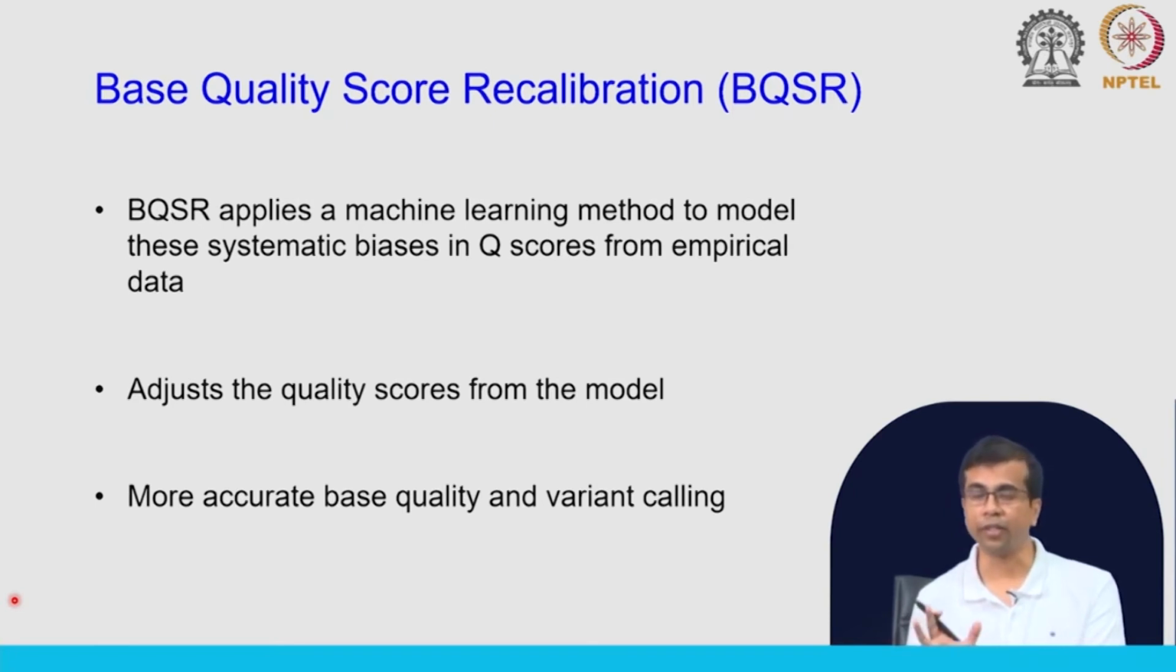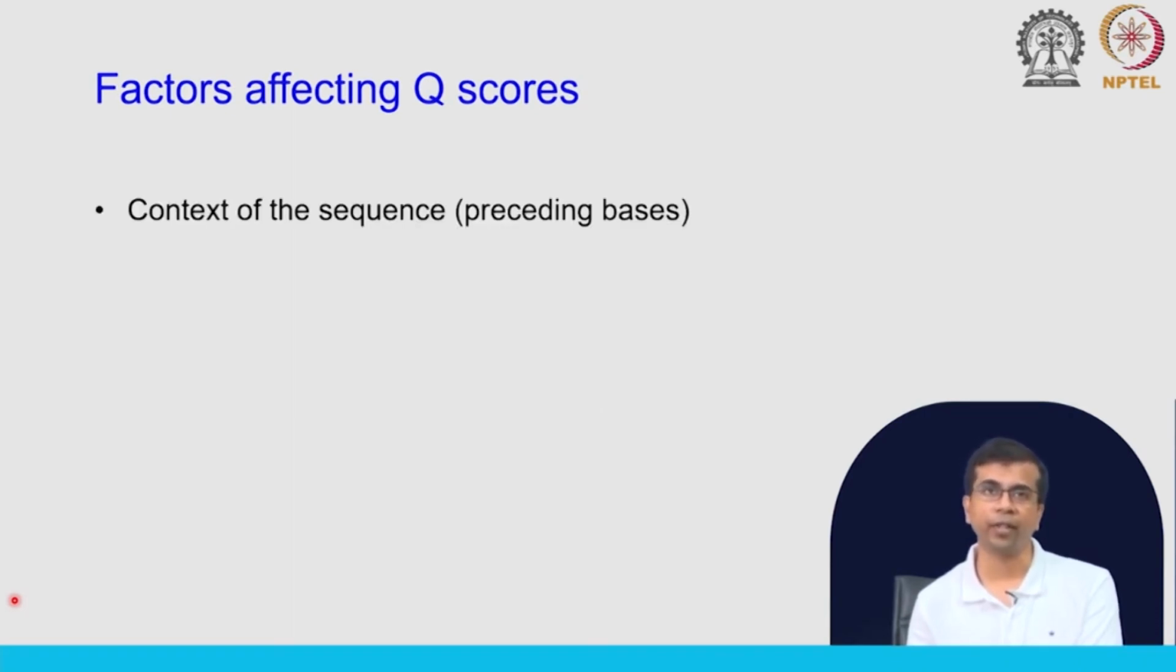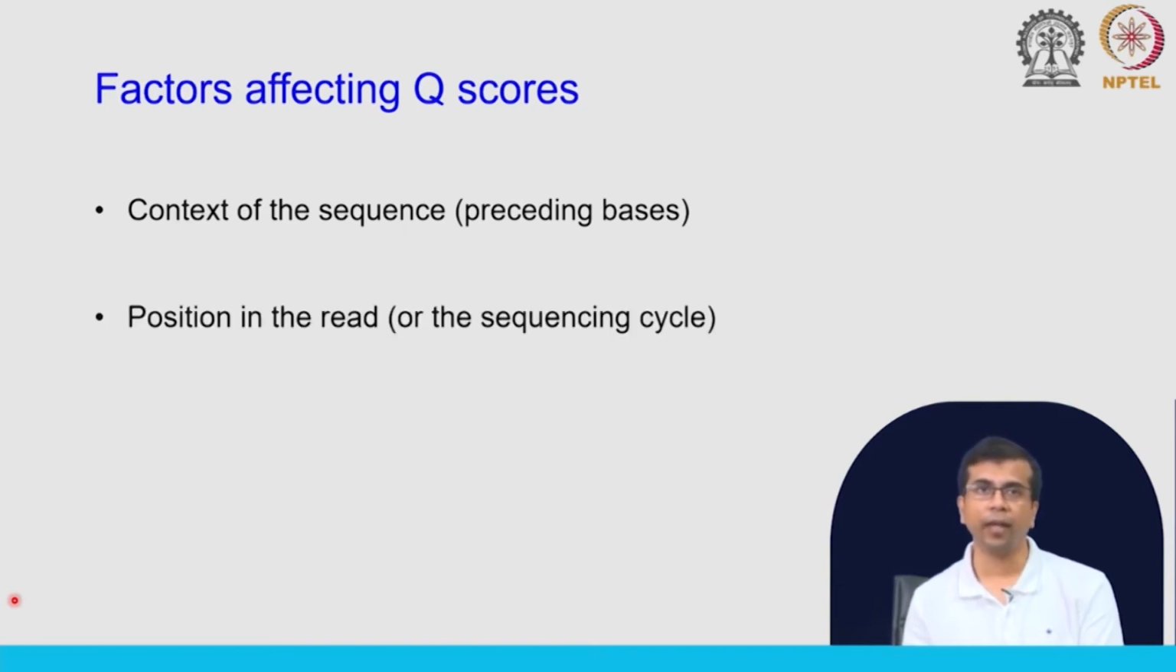Again, the goal of all this process is to actually do a more accurate analysis, and not identify false positive variants. So, what are the factors that affect Q scores that have been mostly studied? One is the context of the sequence, for example, the preceding bases, what are the bases that are beforehand, this has been observed, and also position in the read or the sequencing cycle.